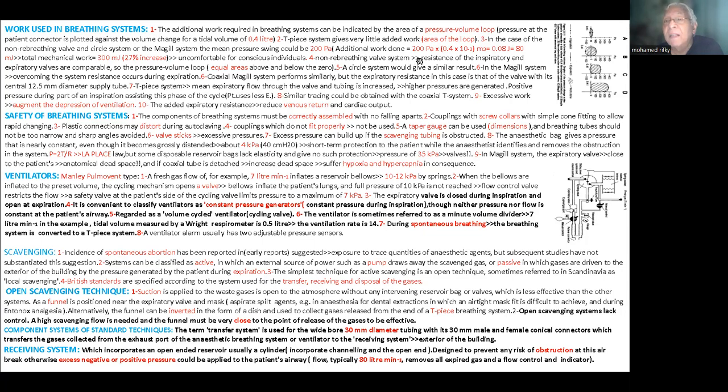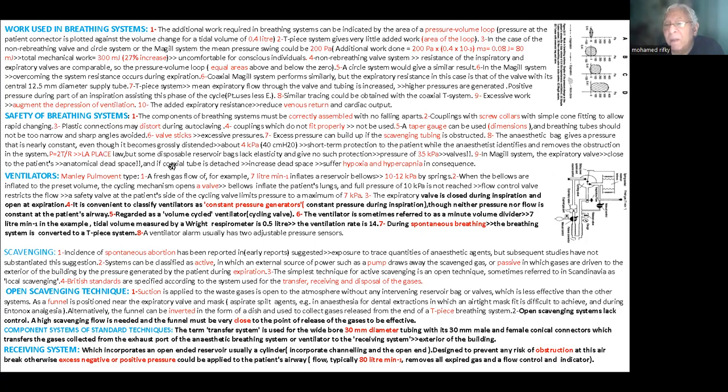As we can see, the work of breathing is around a 27% increase in the work of breathing of the patient compared to if he is not breathing through a circuit. So the circuit definitely increases the work of breathing, as we can know that the work was 80 millijoule.